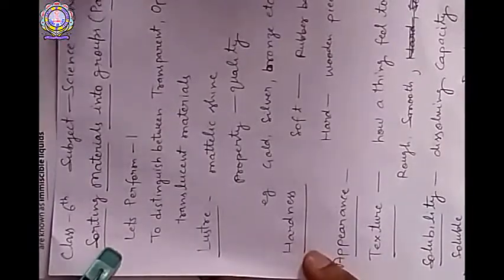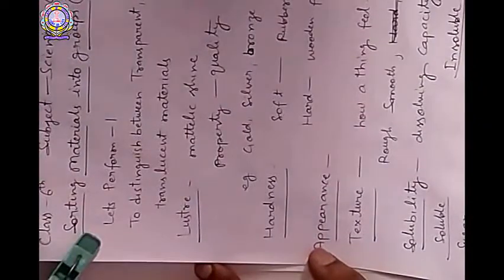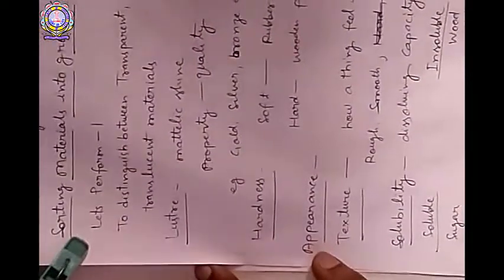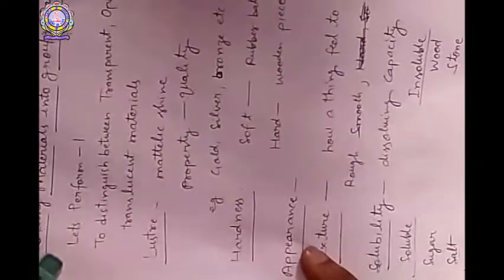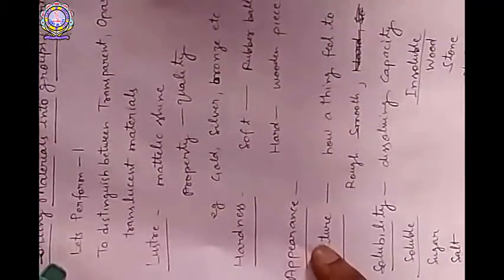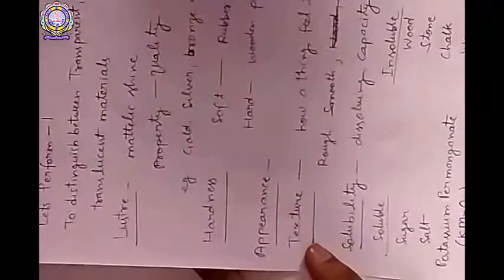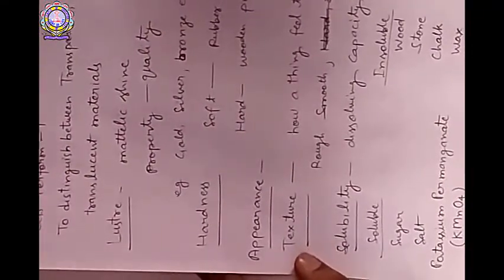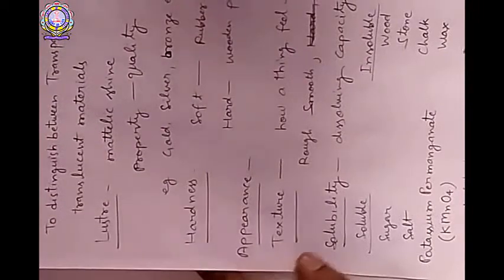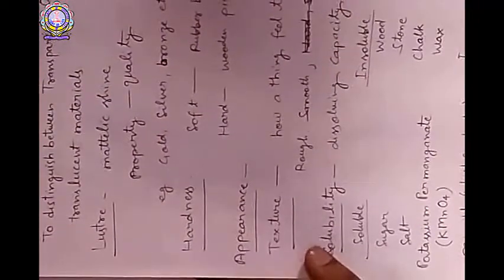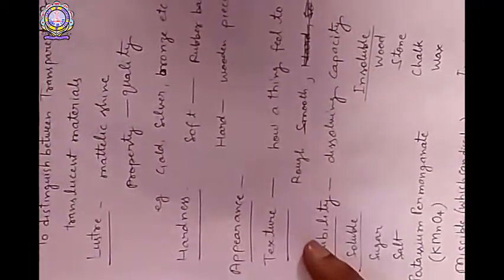In the second part we have seen the activity by which we showed how to distinguish between transparent, translucent and opaque materials, and we have studied some qualities about luster. Luster means metallic shine.